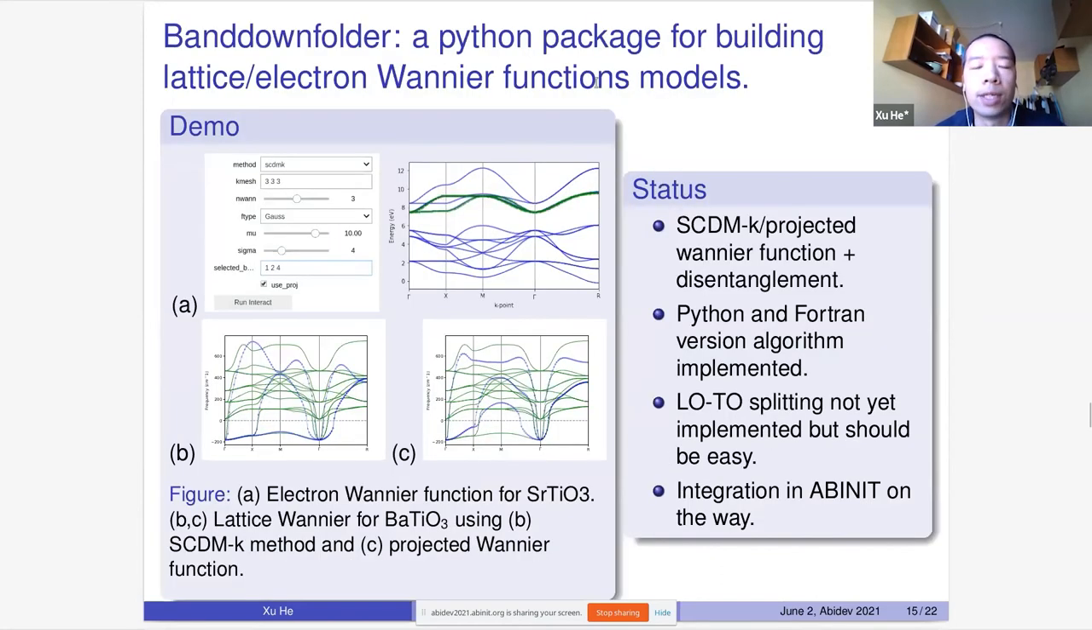So we have made a Python package for building lattice and also electron Wannier functions. I show some examples here. This is strontium titanate with the electron band structure. We could select the t2g bands here to build Wannier functions. These two are the phonons for barium titanate. We actually implemented two methods, the SCDM-k method and the projective Wannier function method, for the phonon. So we could select the unstable branches to build the Wannier function. Now we have both Python and Fortran versions of the algorithm. We do not yet have LO-TO splitting, but it should be easy. And the integration of this into ABINIT and also ANADDB is on the way.